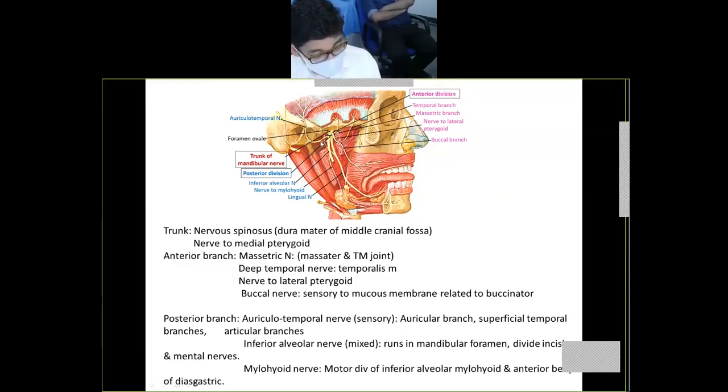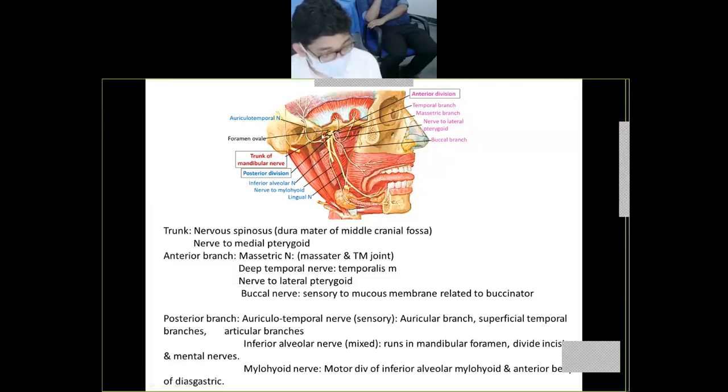So it is sensory. It has an auricular branch, a superficial temporal branch, and some articular branches to the temporomandibular joint. Okay, so 3 branches. All these 3 are sensory. The auricular branch will supply the auricle, even the tympanic membrane, and in the external acoustic meatus, the outer part, the floor and the posterior part. So this is a sensory branch.